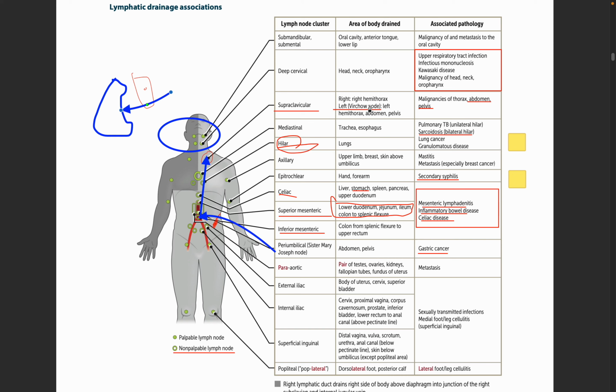Just tell me, what did I tell you about the periumbilical node or about gastric cancer? How does gastric cancer spread to the different lymph nodes? Explain to me. Yeah, first they are received by the periumbilical lymph nodes, and then they go towards the supraclavicular lymph node, especially the left supraclavicular lymph node, which is named the Virchow node. So you just have to remember this: gastric cancer, periumbilical lymph node, left supraclavicular, Virchow node.